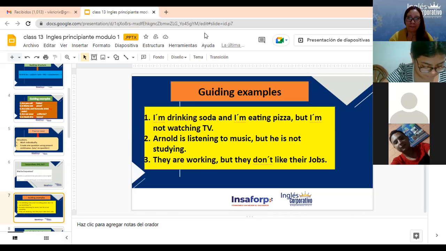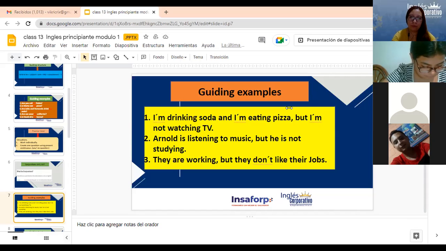¿Y la siguiente? Y la segunda, they watch TV and eat popcorn, but they don't like horror movies. They watch TV and they eat popcorn, but they don't like horror movies. Okay, simple present. That's very good. Thank you. Veamos, ya todos me dieron sus oraciones. José Valle ya me dio sus oraciones. No, aún no. Veamos.